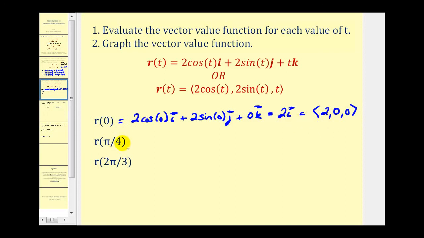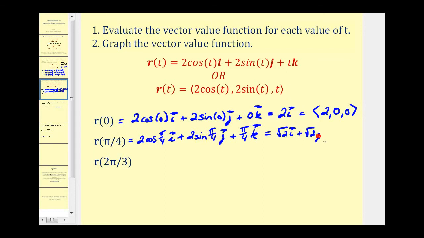Next we have t equals pi over 4. Remember, the cosine of pi over 4 and the sine of pi over 4 would be the same. It's going to be square root 2 over 2. Well, 2 times square root 2 over 2, the 2's would simplify, so we're going to have the square root of 2i, and the same for 2 times sine of pi over 4, that's going to be square root 2j, and this will be pi over 4k. Or again, in component form, we would have square root 2, square root 2, and pi over 4.